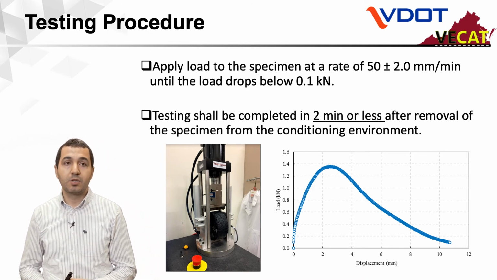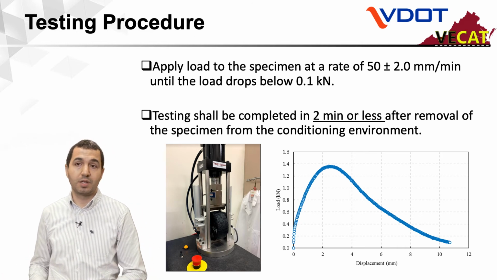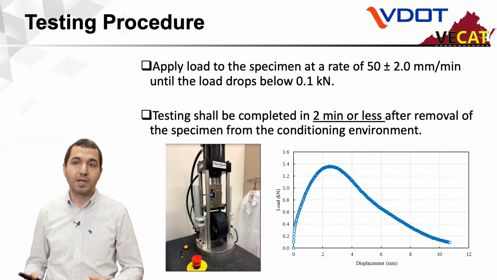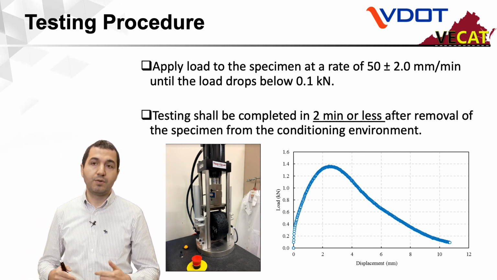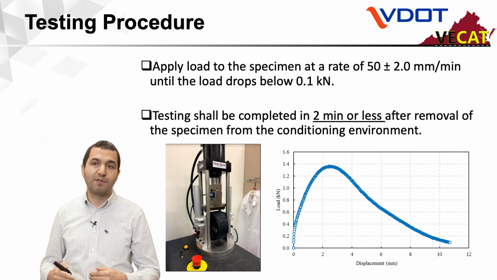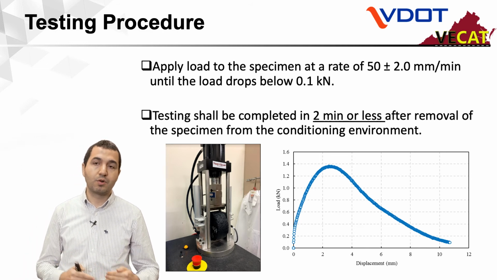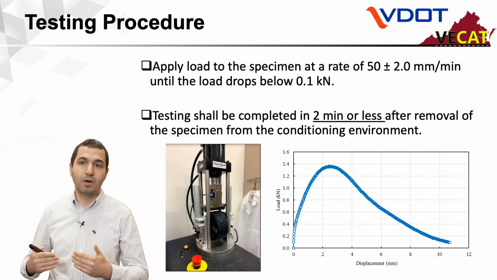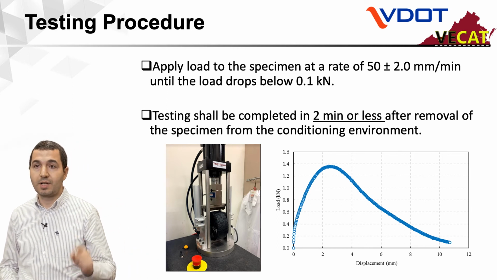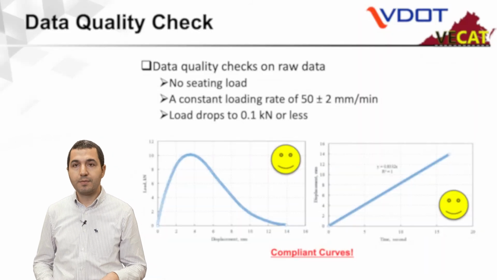The testing shall be completed in 2 minutes or less after removing the specimen from the conditioning environment. Please note that the temperature is higher in there, so the cooling rate would be faster. So if you fail to meet that time requirement, you are going to get false positive results, because when the temperature cools down, your strength will go high for this testing. So it's important that you strictly stick to that 2 minutes or less time duration.